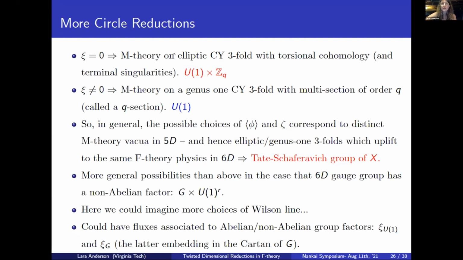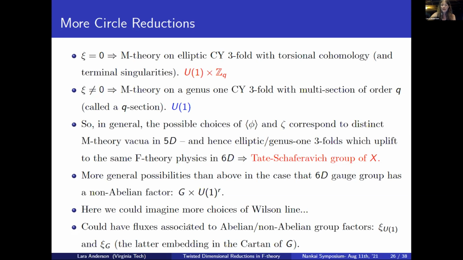If you have 0 flux along the circle, then M-theory on an elliptically fibered Calabi-Yau threefold with torsional cohomology, i.e. terminal singularities, can lead to the same discrete group appearing in 5 dimensions, so U1 times Z_Q theory. If the flux is non-zero, then you can end up on a genus 1 fibered manifold with multi-section, where it's a Q-section where Q is the charge of your field that you started with in 6D, and that leads to a single U1. So in general, different possible choices of charged matter and flux along the circle can lead to distinct M-theory vacua in 5D, and hence elliptic genus 1 threefolds with the same F-theory physics. This is where the Tate-Shafarevich group that I mentioned previously enters. These different M-theory vacua all uplift to the same solution of F-theory in 6 dimensions. And so these are all forming related physics, and through these dimensional reductions, you understand that relationship.